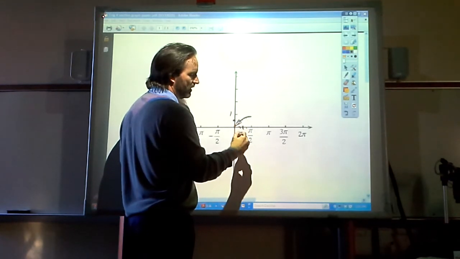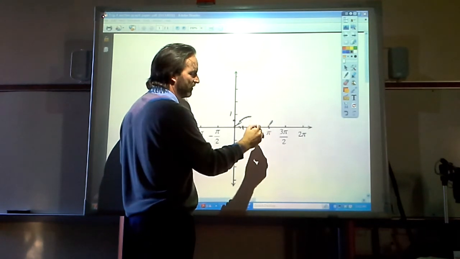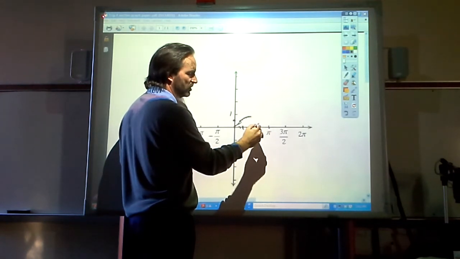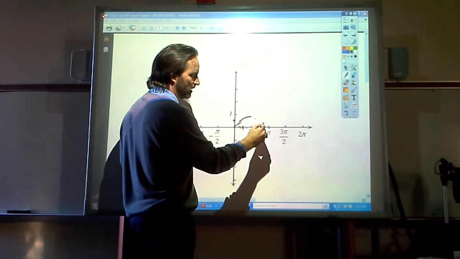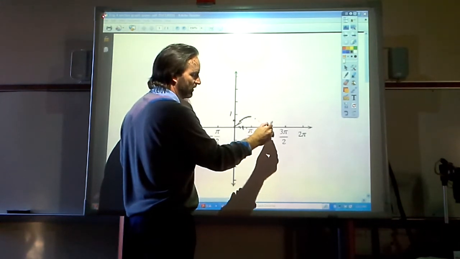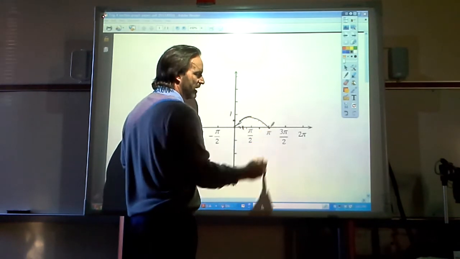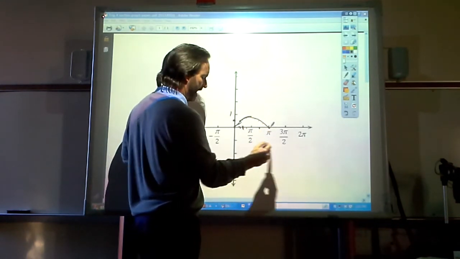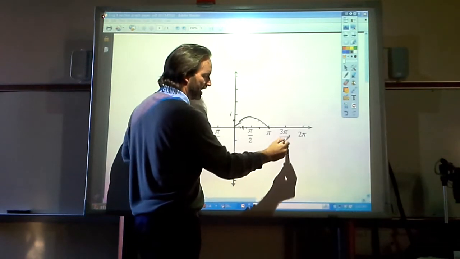Okay, and then I come back, I'm 0 here again. We're going to have values again: at 2 pi thirds, 0.866, at pi halves, 0.7, 0.5, and 0. And then we get down to the negative side, where the bottom is out here. At 3 pi halves, it's negative 1.